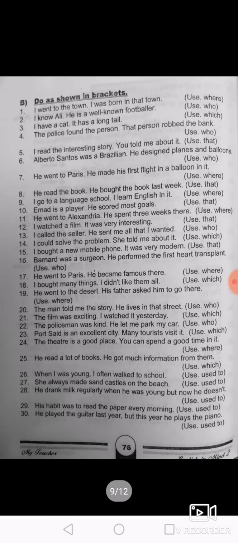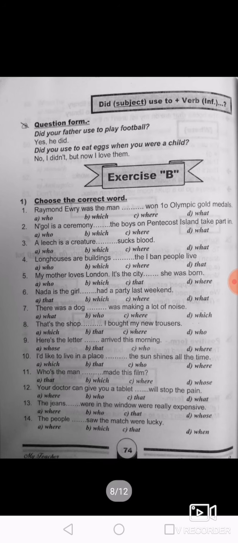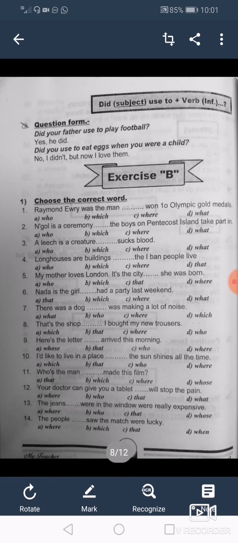Now let's look at some examples or some questions about this rule. Exercise B, choose the correct word. Raymond Airy was the man who won 10 Olympic gold medals. We can use who, because the man here is a person, so you can join with who.